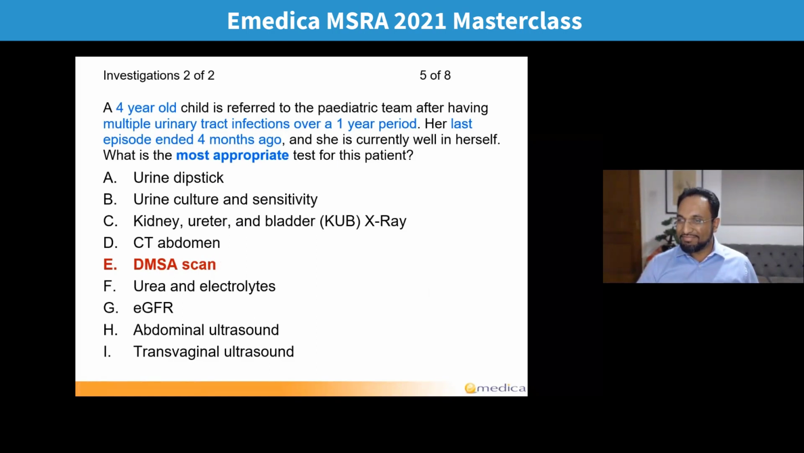Anyone type in the chat? If you've done peds, you know this because you'll be doing lots of them. Okay, so if it was an atypical UTI, you'd do it acutely while they've got it. If it's recurrent UTI, you do an abdominal ultrasound a bit earlier than this, usually within 6 weeks, but not 4 months later, okay? 4 months later, what you need to do is do the DMSA scan.